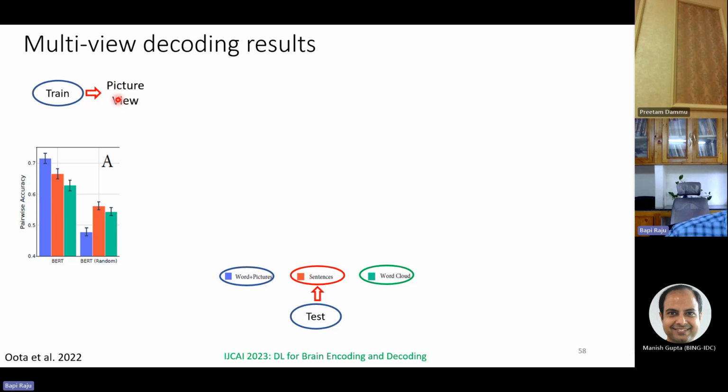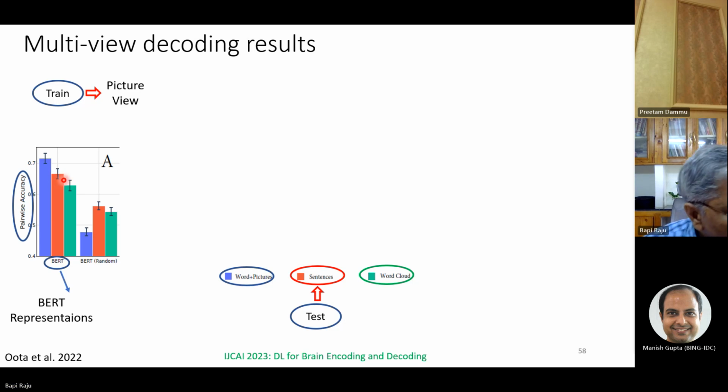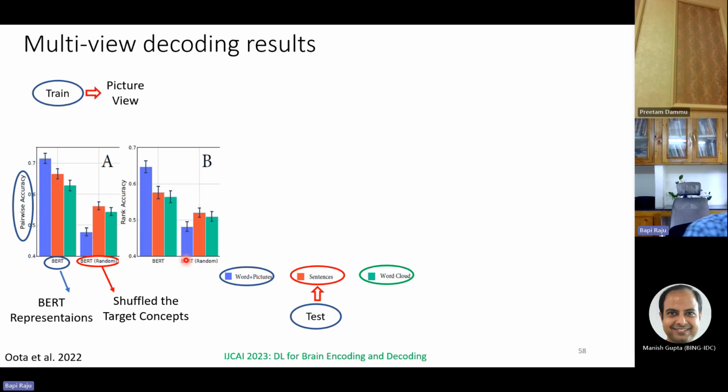I am training with picture view. Obviously, picture will have higher accuracy, but what you observe here is that the accuracy for decoding other views, sentence view and word cloud view, is not too bad. Of course, it is inferior to the original trained scenario, but the same model is able to decode concepts from the sentence view and a word cloud view. These are shuffled, trained on shuffled target concepts.